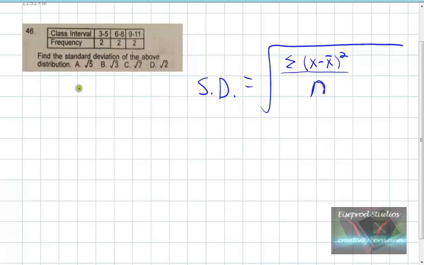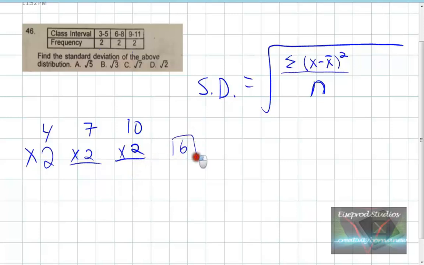So in our case, we have the numbers 4, 7, and 10 to deal with, and they each occur twice. This occurs 2 times, 2 times, and 2 times. So you'll notice that the total number of data points that we have will be 6. So that'll come in handy later. And so when we multiply these by their frequencies, that'll give us the sum of all of the data points. So this would be 8, 14, and 20.